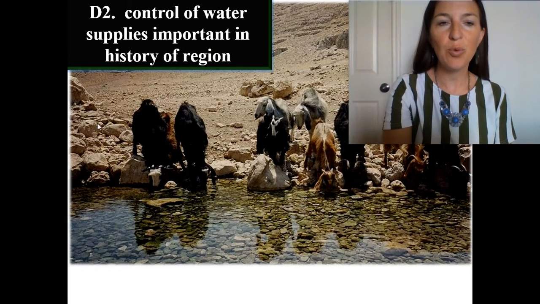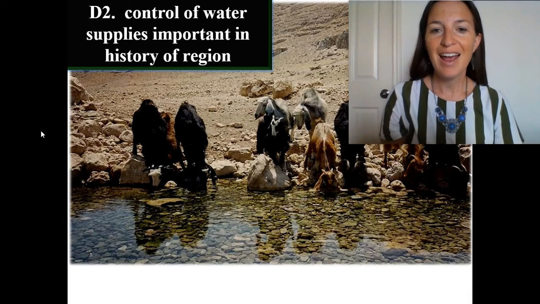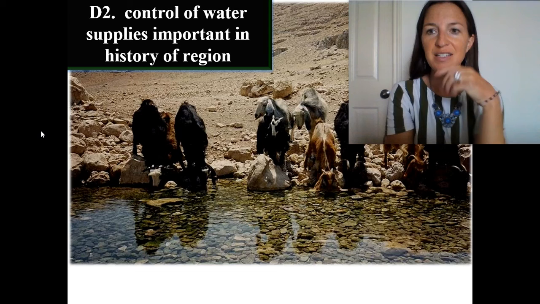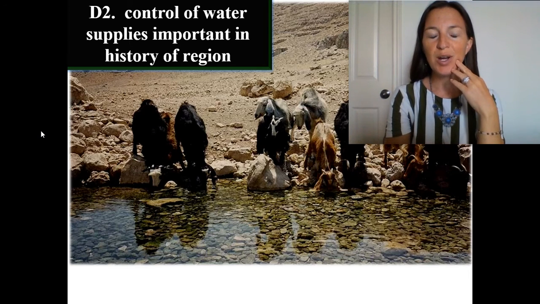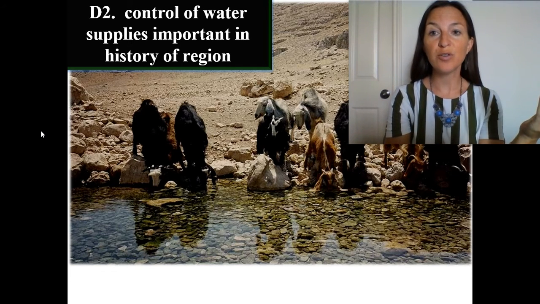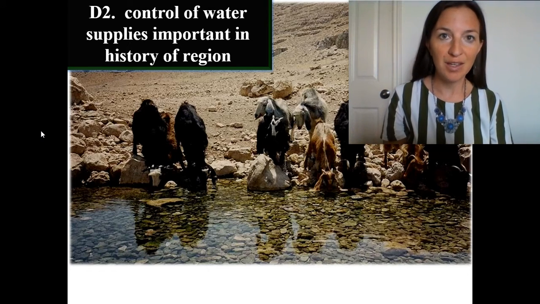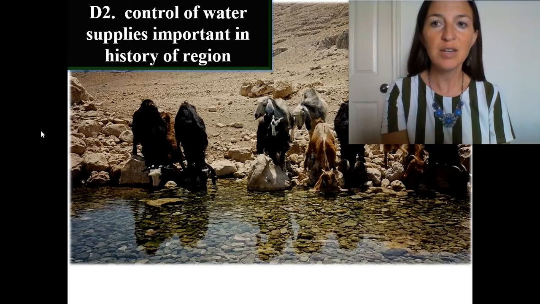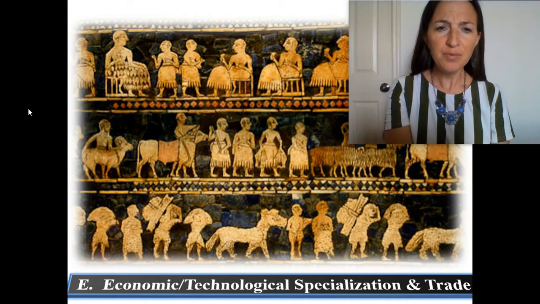And D2, the second point of this, is that control of water supplies is important in the history of the Middle East. I think about even when Abraham sent out his servant to try to find a wife for Isaac, and Rebecca was the first one who was willing to water the servant's animals. Getting your water was everything in your daily life in this region. It's everything to us too, but I think we take it for granted.